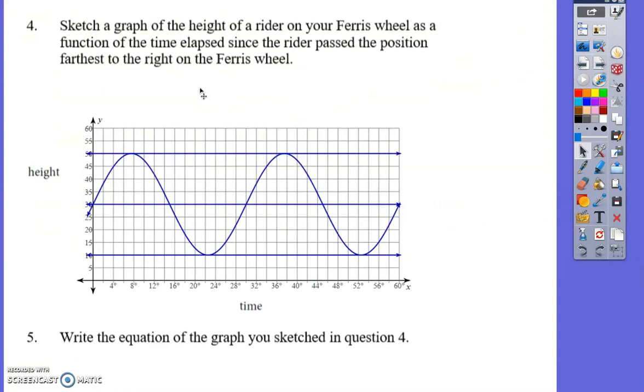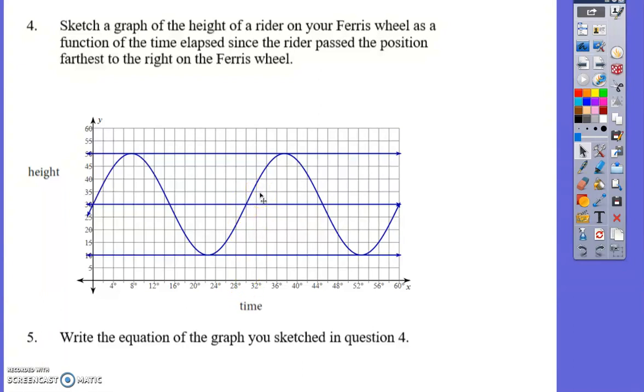Here's my graph. I went ahead and let the computer do it for me. You can see my midline at 30, which is the center of the Ferris wheel. Then it moves up to 50, which is 20 meters above, and down to 10, which is 20 meters below. These are actually not degrees because it's time, but the computer counts funny, and when I switch to degree mode, it puts degrees on it.